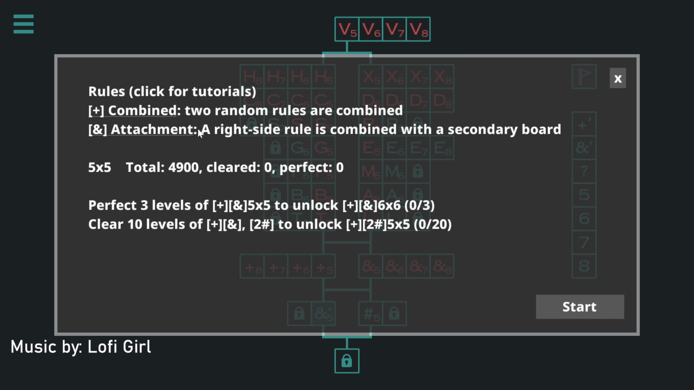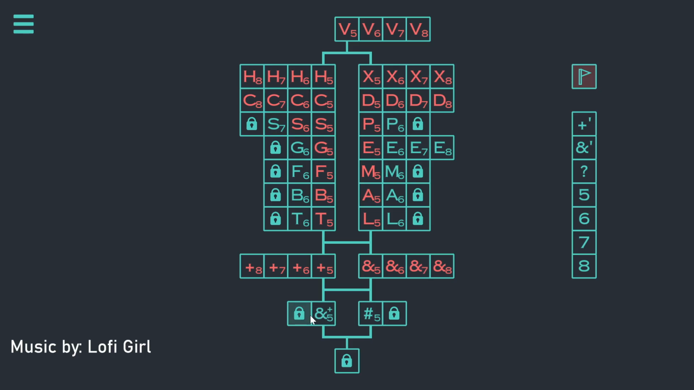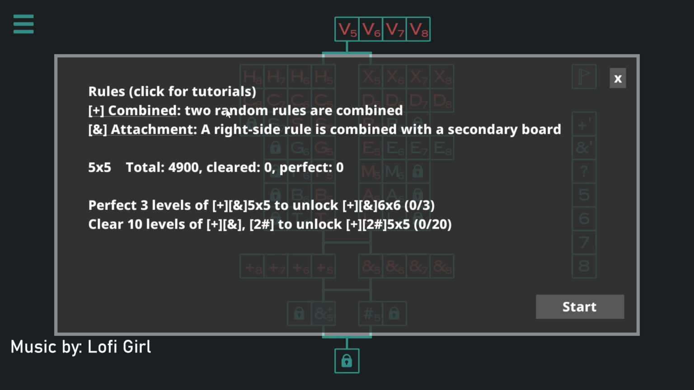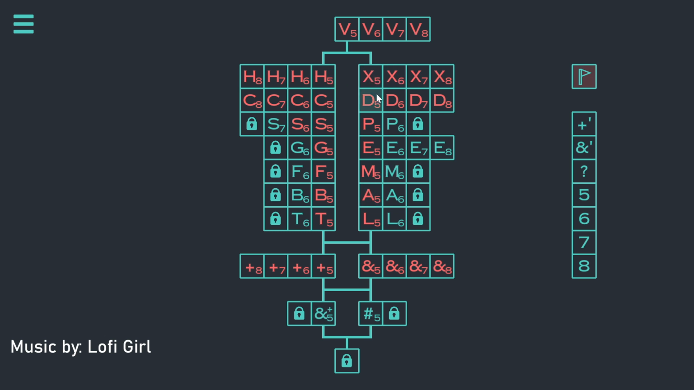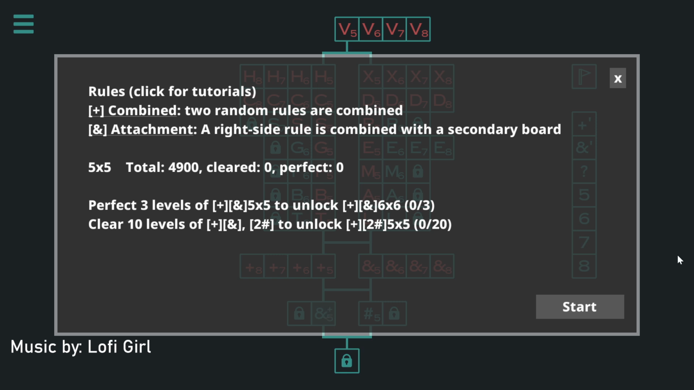This is the first time you'll ever get 3 total variants combined with each other, and as you can see here, 2 random rules are combined plus a right side rule is combined with a secondary board, so you get 2 right side rules plus 1 left side rule all together in one board. So let's see how that works, shall we?